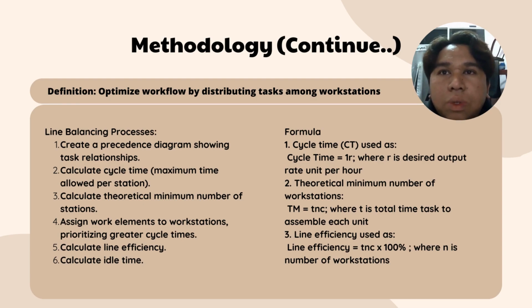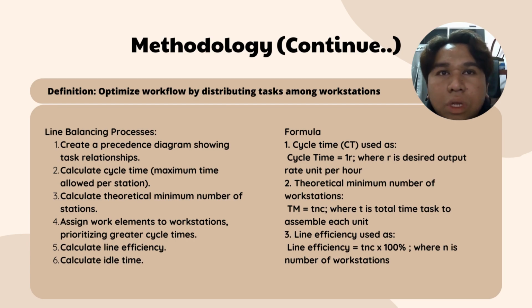Second step is to calculate cycle time, within the maximum time allowed per station. The third step is to calculate the theoretical minimum number of stations. Fourth is to assign work elements to the workstations, prioritizing greater cycle time. Fifth, calculate line efficiency. And lastly is to calculate idle time.